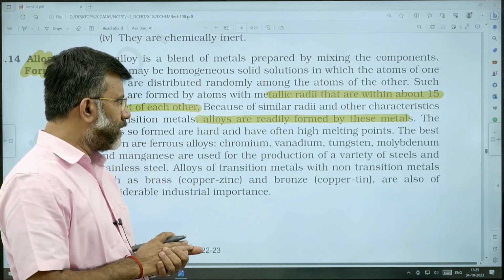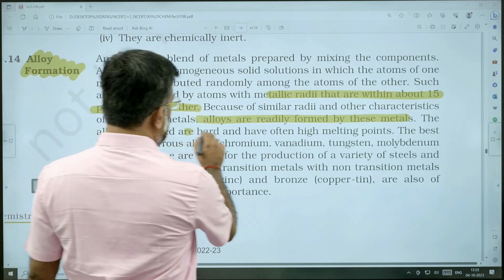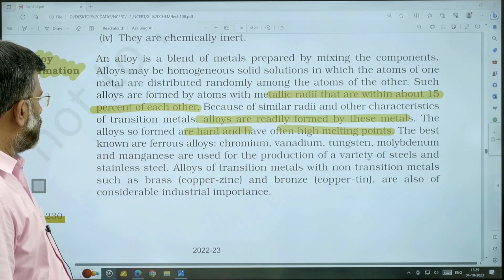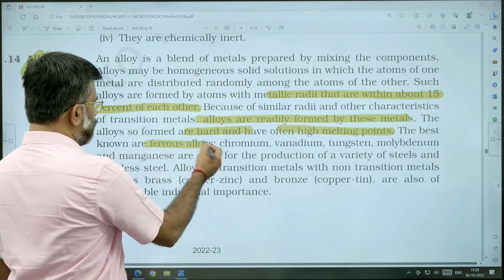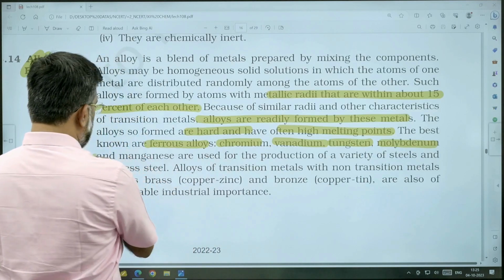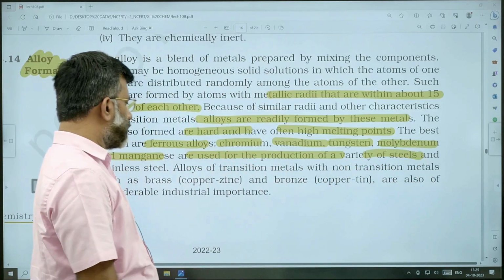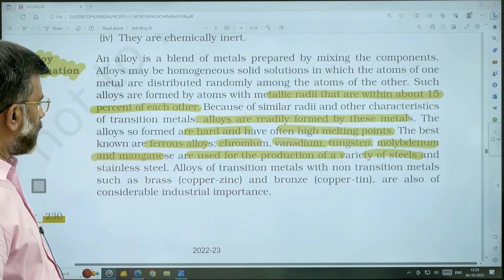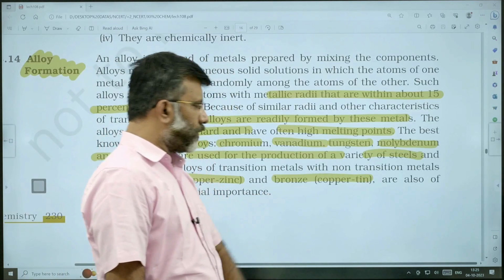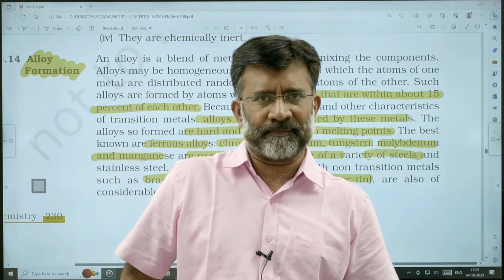We have discussed the radius earlier. They are hard and quite often have high melting points. The best known ferrous alloys use chromium, vanadium, tungsten, molybdenum and manganese, used in the production of a variety of steels, various ferrous alloys, and in stainless steel. Well-known examples are brass and bronze, right? So that is about alloy formation.